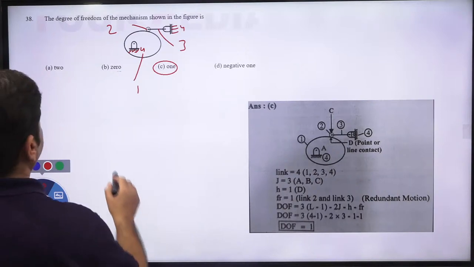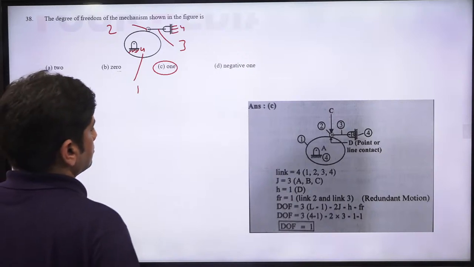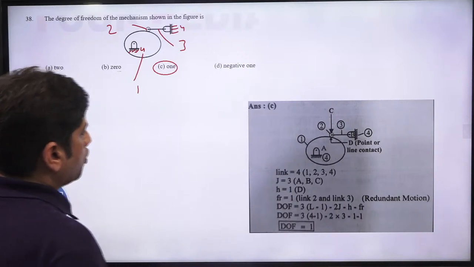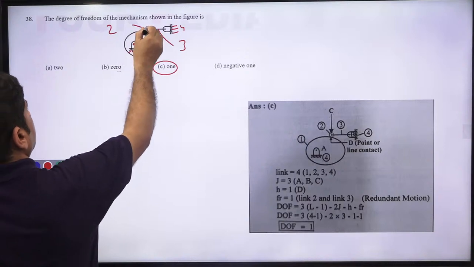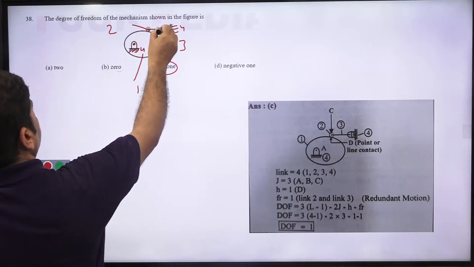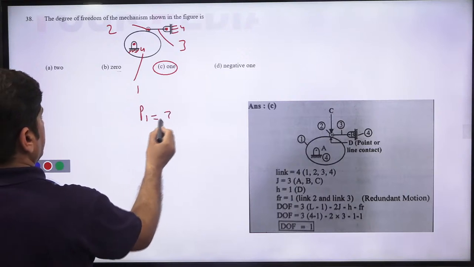How many lower pairs? So between 1 and 4, this is a lower pair. Between 3 and 4, it is a lower pair. 3 and 4, it is also a lower pair. And 2 and 3 is also a lower pair. 1 lower pair, 2 lower pairs, 3 lower pairs. 3 lower pairs. P1 is 3.